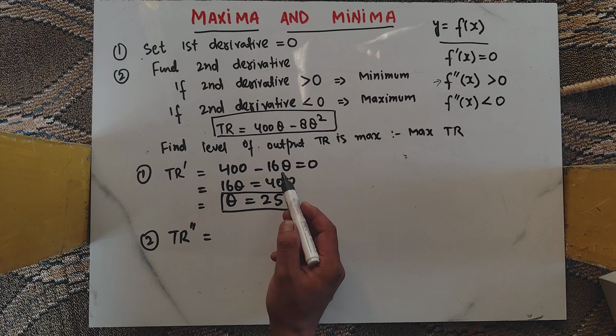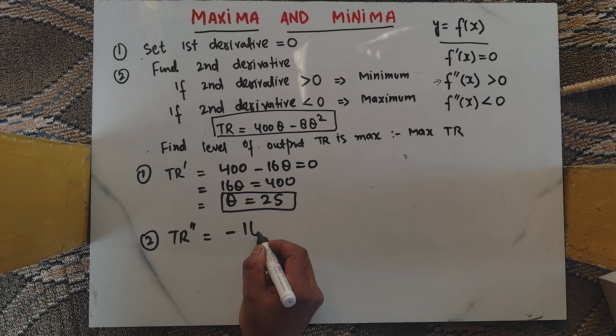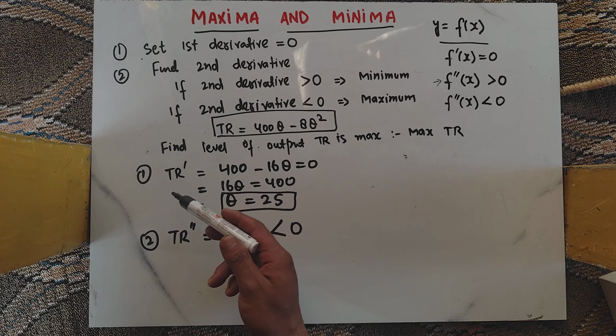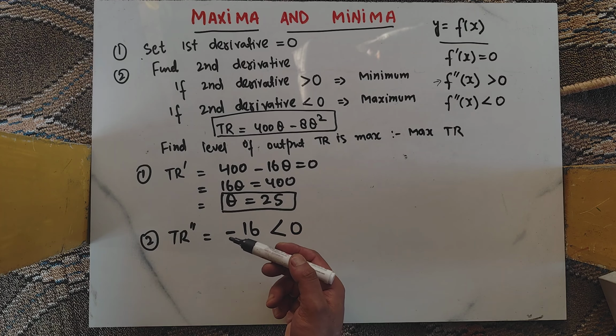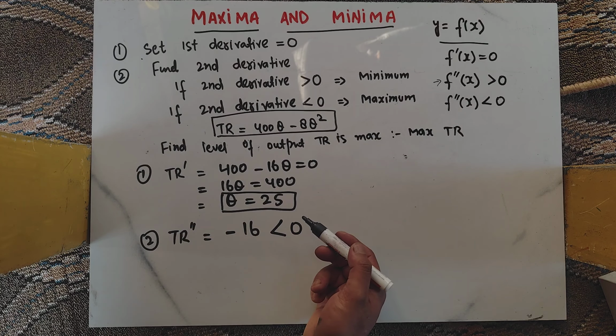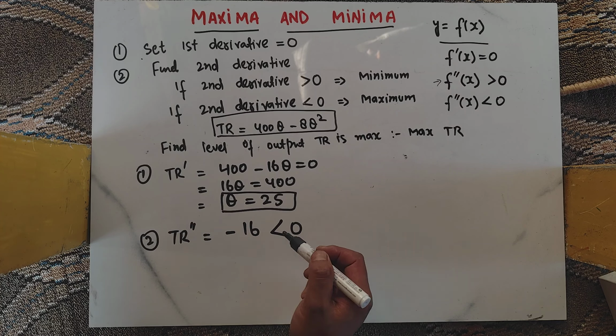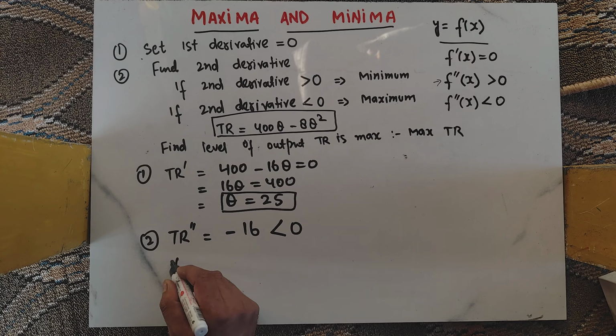The derivative of a constant is 0, the derivative of q is 1, so we get here minus 16. Since minus 16 is less than 0, we got the condition for maximum here. That means when q is equal to 25, total revenue is maximum. And what is the corresponding total revenue?